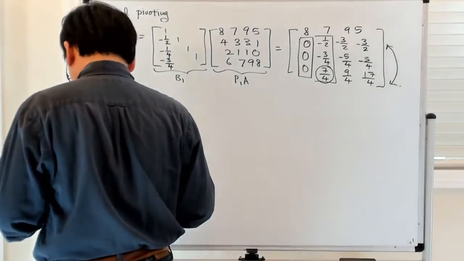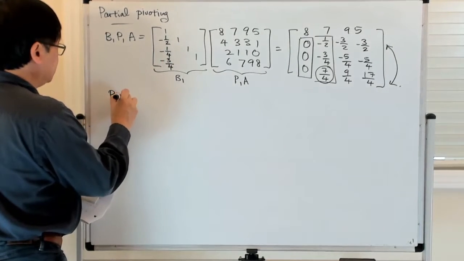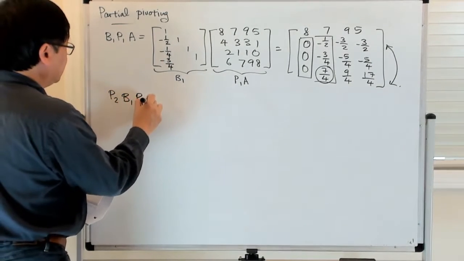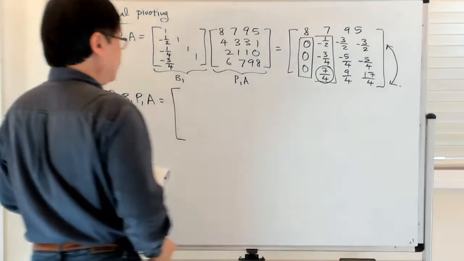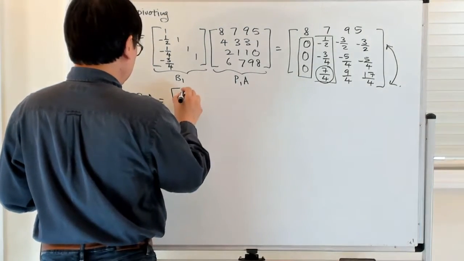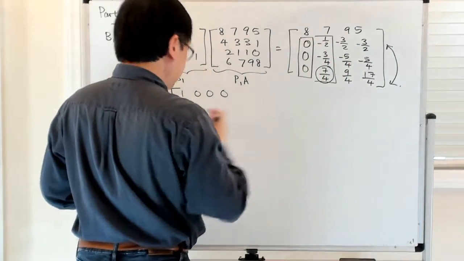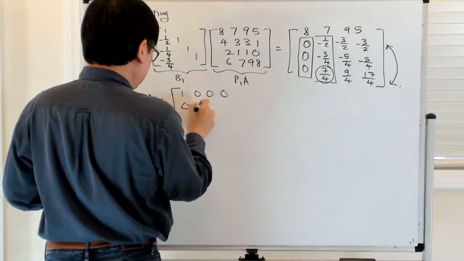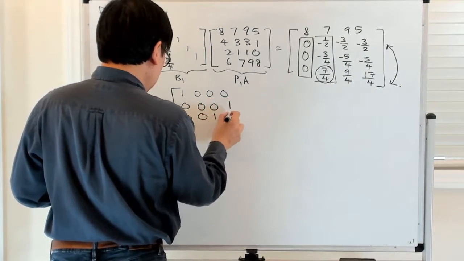So that's P2, B1, P1A, interchanging rows 2 and 4, right? So again, you can check that if you take the identity and then you interchange rows 2 and 4, you get the following matrix, which is a permutation matrix.